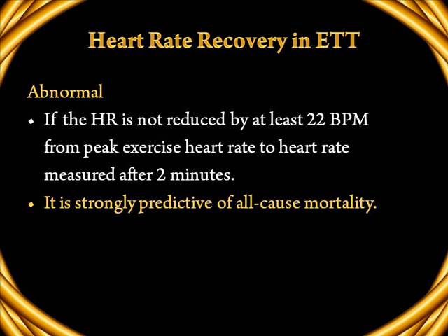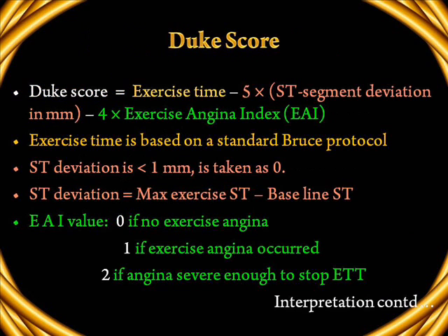Supposing the patient has achieved a peak heart rate of 152, by 2 minutes time, he must have at least 130 or less than that. Anything less than 22 beats in 2 minutes is strongly predictive of all-cause mortality due to coronary artery disease, and it is a poor prognostic indicator.